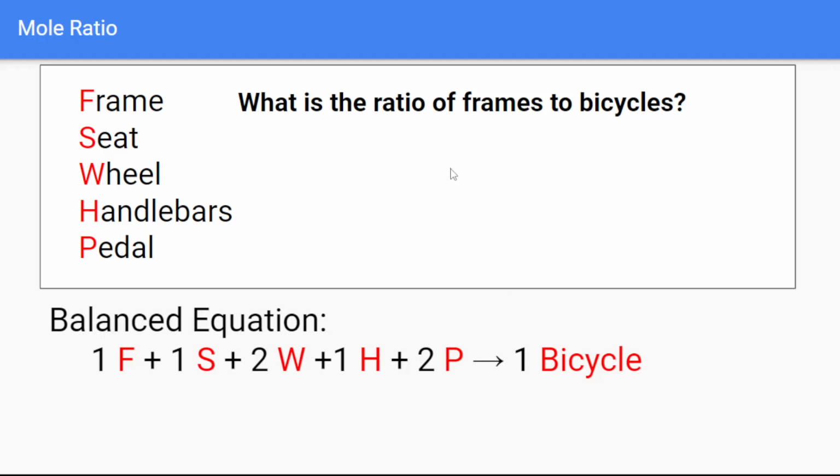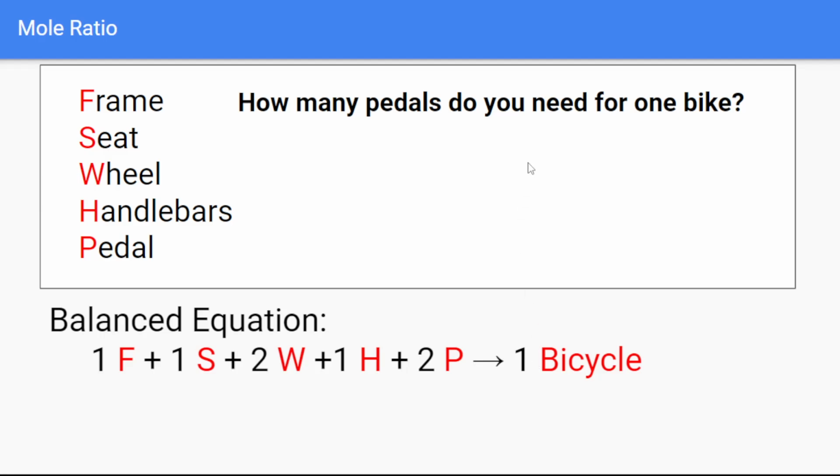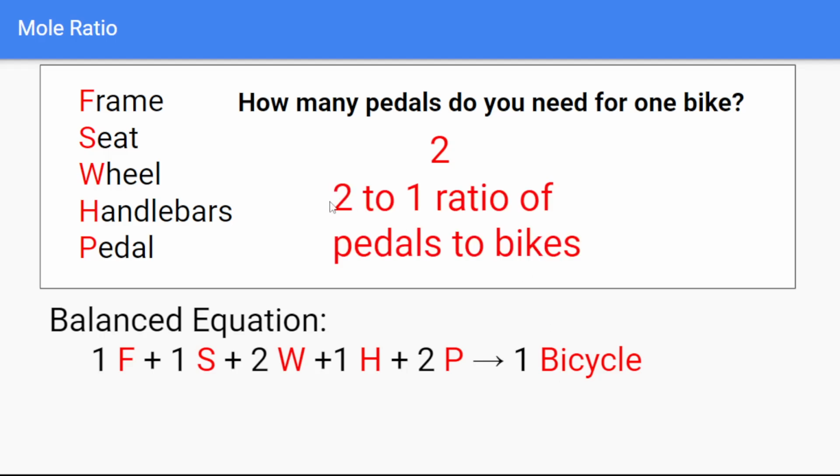Example, what is the ratio of frames to bicycles? Well, that's a 1-to-1 ratio, one frame for every one bicycle. How about pedals? We need two pedals, right, for every one bicycle. So that's a 2-to-1 ratio. 2-to-1 ratio of pedals to bicycles.